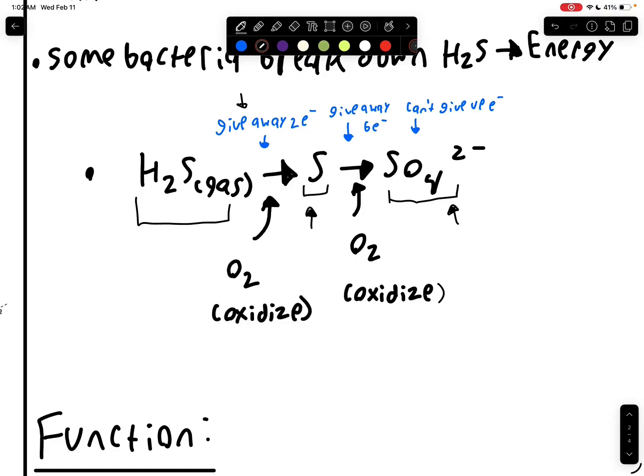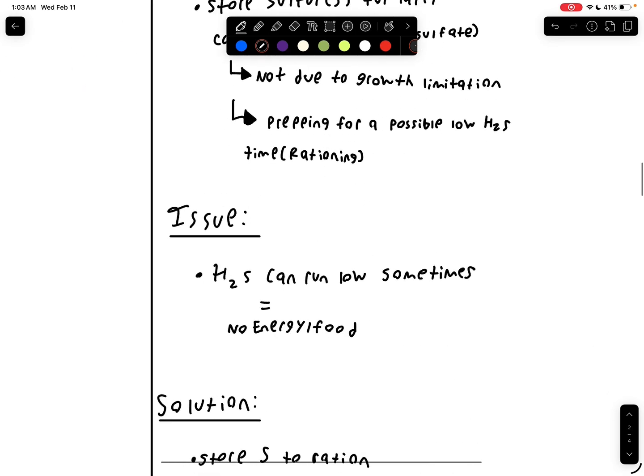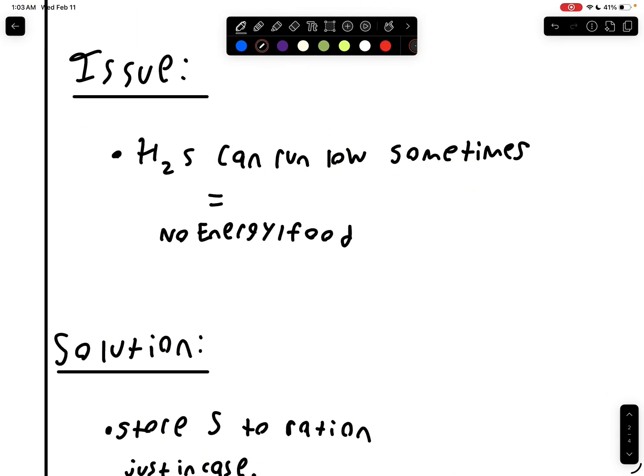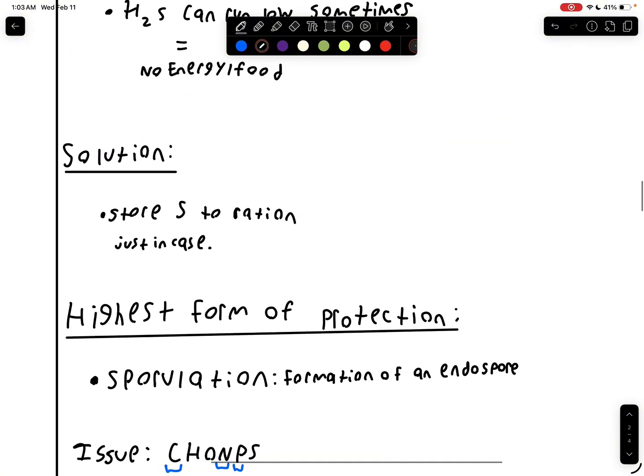So what they do is they ration this because H2S is a gas, and gases can disappear in a sense. Your environment cannot have it at some point. So you just want to ration it, not because you're trying to grow. Now, that's what I just talked about, is that issue of the H2S gas running low means there's no energy or food, and so they store the sulfur to ration it just in case.